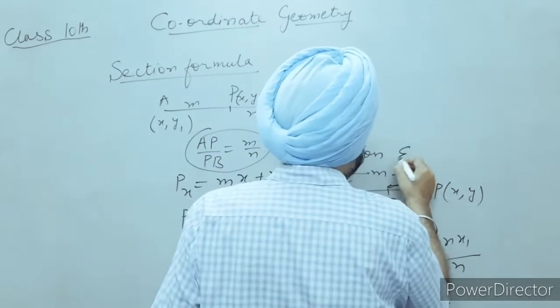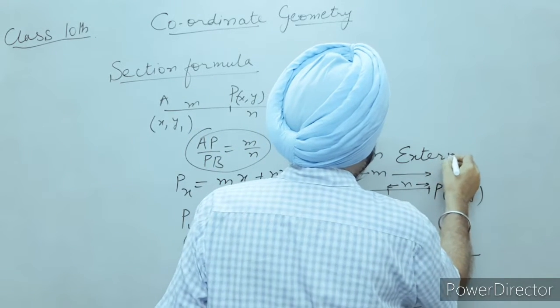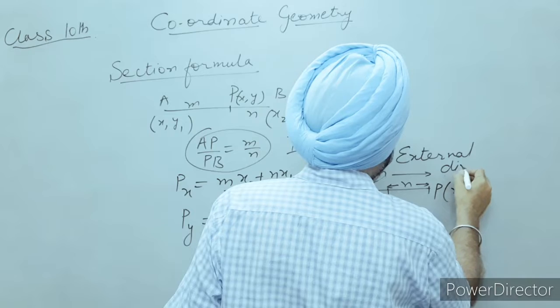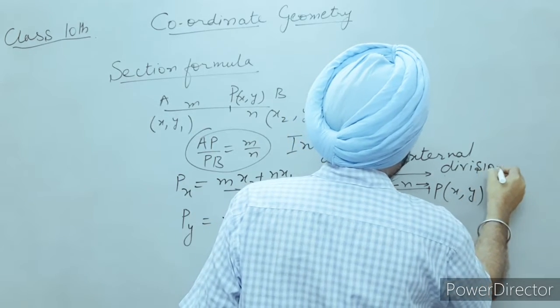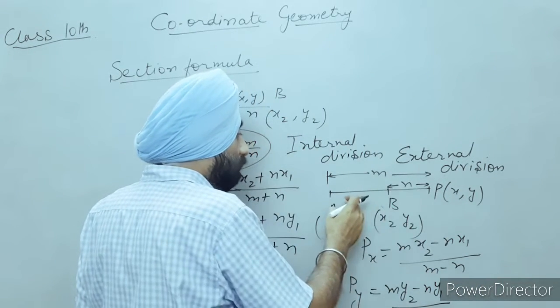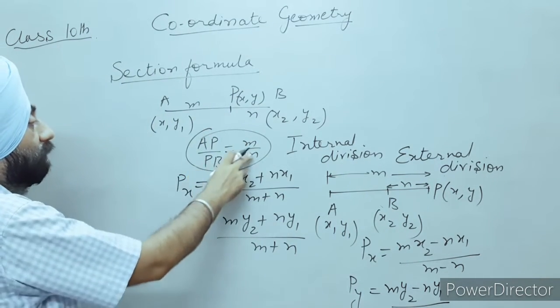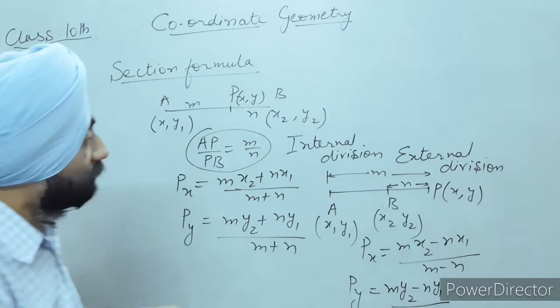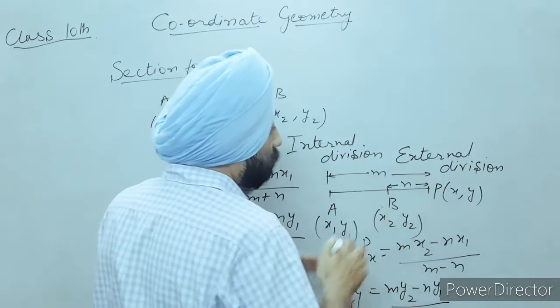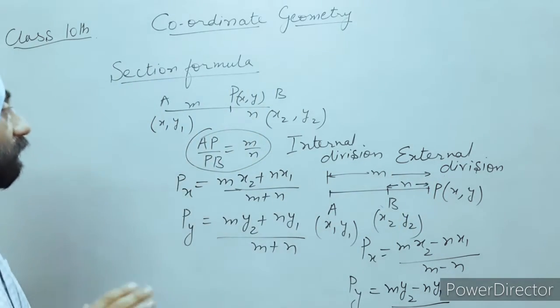This is for external division. External division means the point P lies outside AB, but the ratio remains the same, AP upon PB is m:n. In this case, obviously m is greater than n.